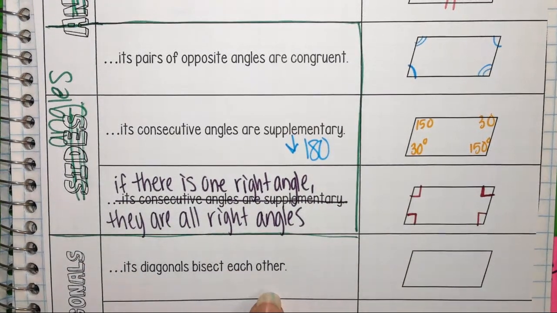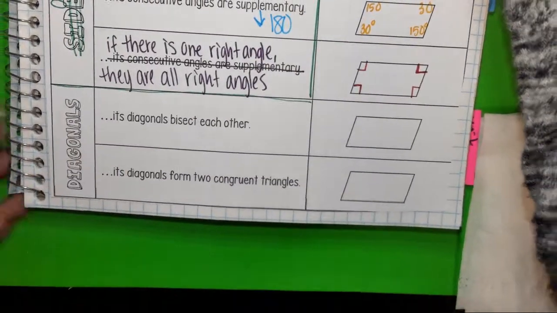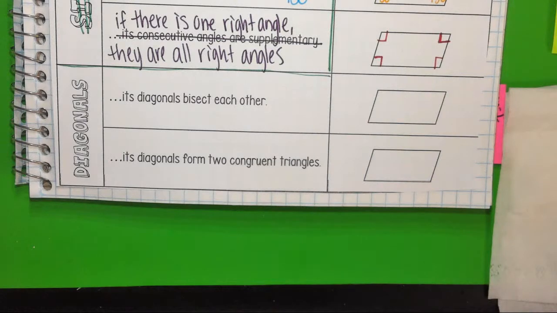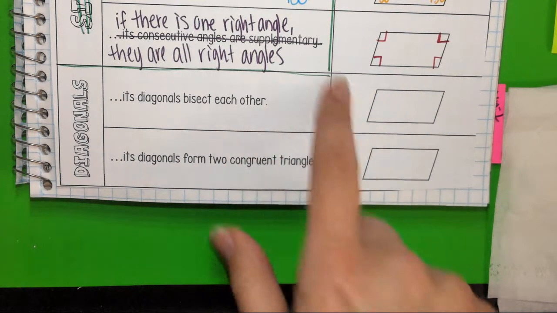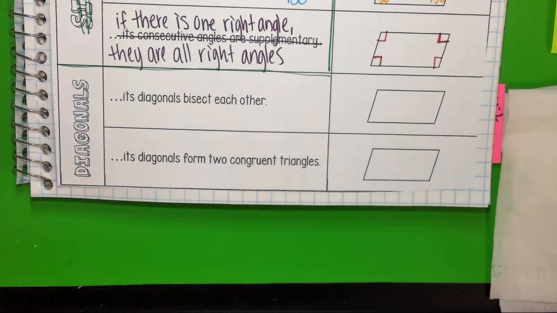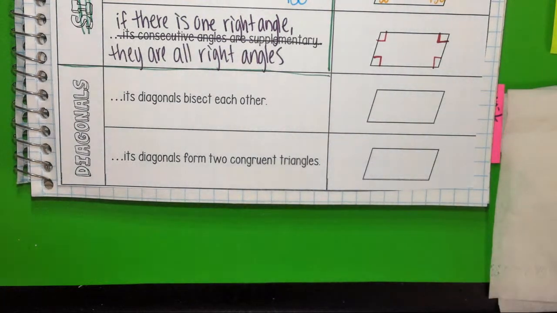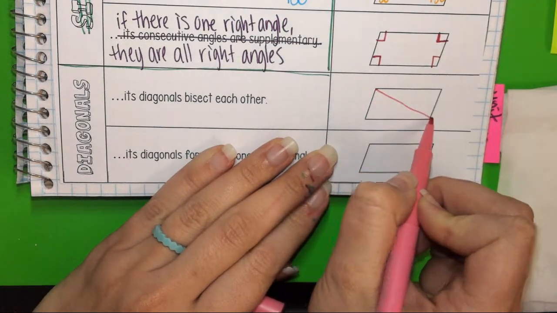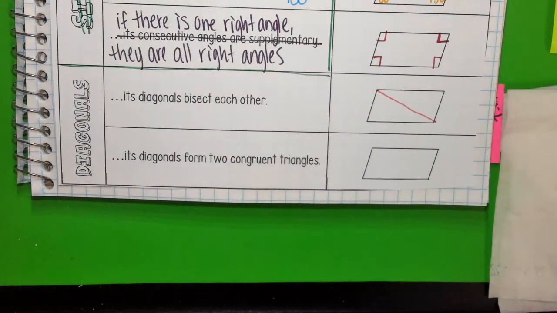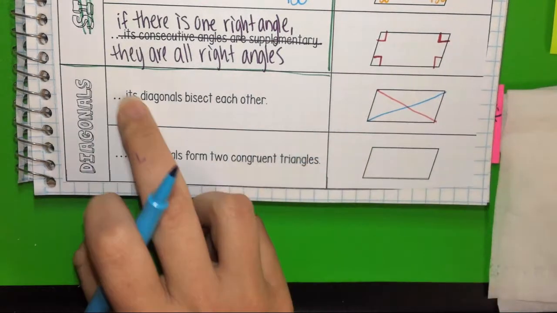Now, let's talk about the diagonals. What is a diagonal? Tell me a direction. Top left to the bottom right. Good. And then I'm also going to go from the bottom left to the top right. Good.